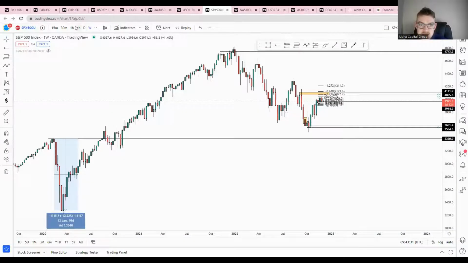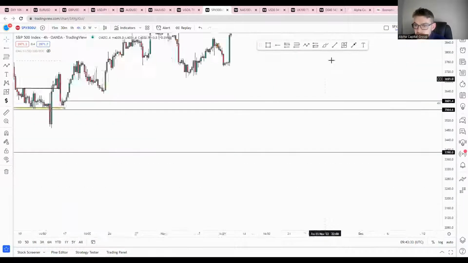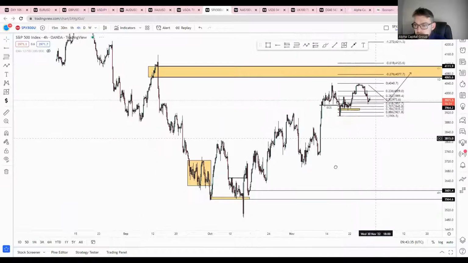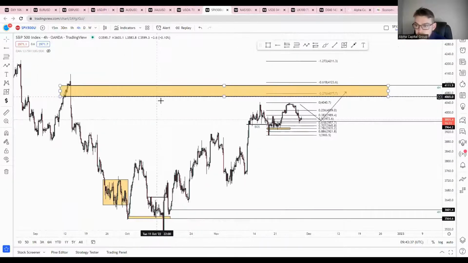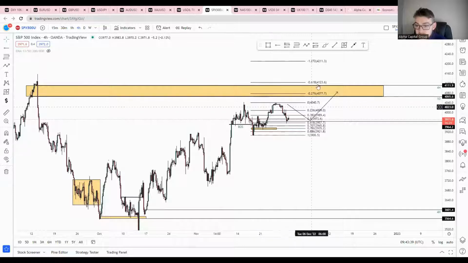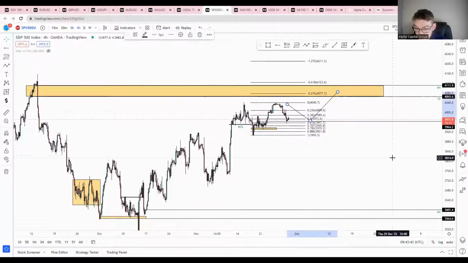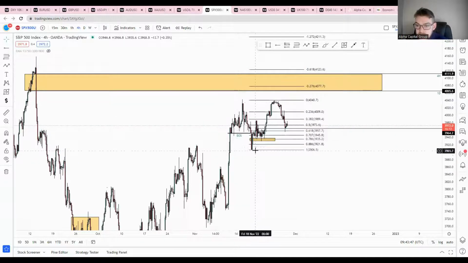Next on the list then is the S&Ps. So S&Ps, structurally speaking, is continuing to move higher. We're still getting that daily order block liquidity zone between 4065 and 4100, which is yet to be mitigated. We are still getting that short-term flagging structure, so that's something to keep an eye on. Higher highs, higher lows, higher highs, back into this higher low.